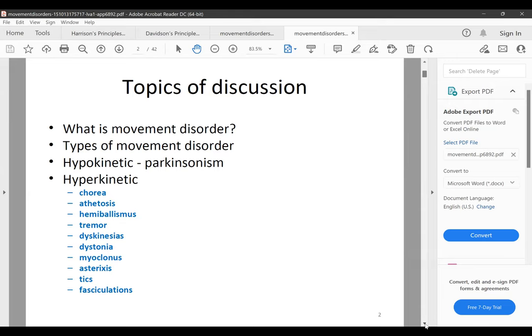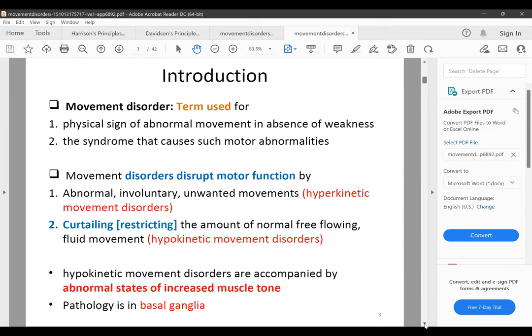fasciculations are not abnormal movements but contractions of small groups of muscle fibers, as you see in motor neuron disease. They do not lead to an effective contraction of the muscle. The difference between myoclonus and fasciculation is that in myoclonus, the muscle contracts and produces a movement at the joint. In fasciculations, a part of the muscle or a group of muscle fibers just twitch and do not produce any contraction whatsoever. So they don't come under abnormal movements, but I mention it to help you understand.